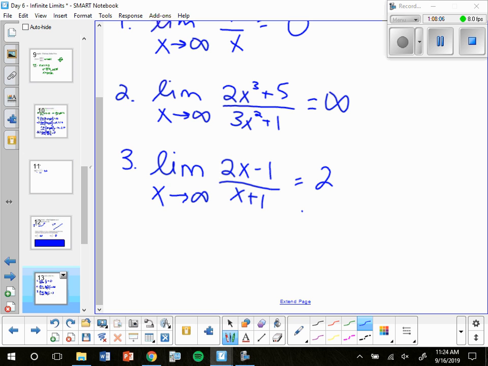The top on number 3 is bigger than the bottom, but it's approaching to be exactly twice as big, which is just a fraction that simplifies.